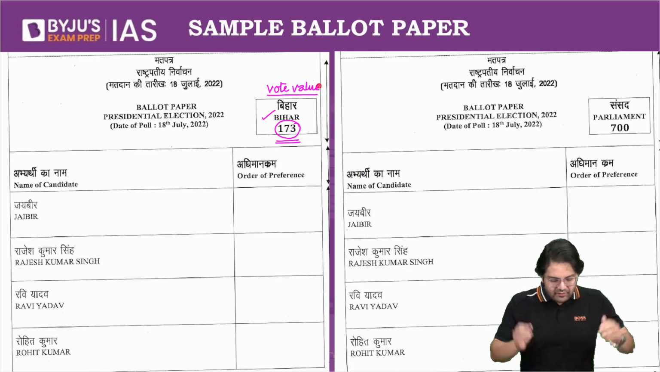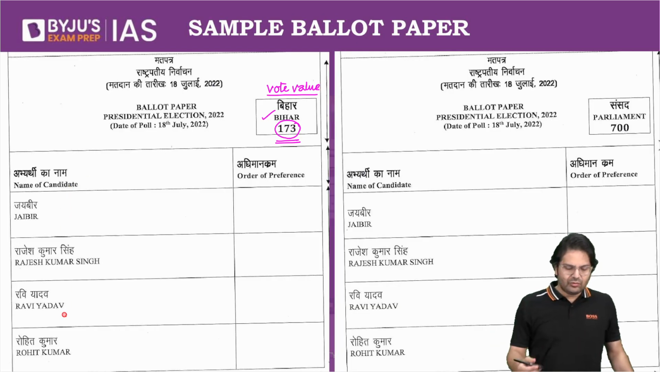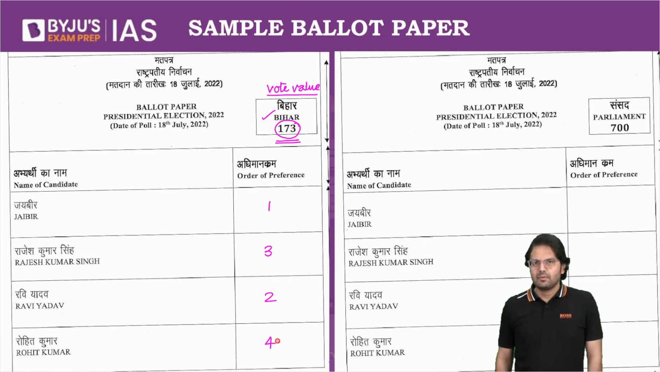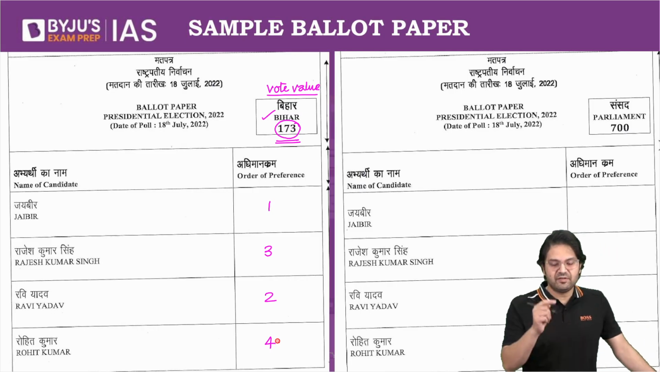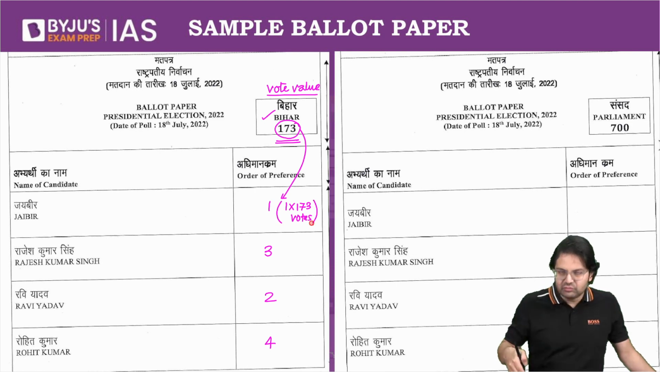Now, I see all four names. These are people who are contesting election and want to be the president of India. So I say my first choice is Jaibir, second choice is Ravi Yadav, third choice is say Rajesh Kumar Singh, and fourth choice is Rohit Kumar. Possible, right? Similarly, all the MLAs of Bihar will cast their vote, right? And this means that now, since I have chosen Jaibir as my first choice, Jaibir gets how many votes? Not one. 1 into 173 votes. Clear? I'll come to what happens to 2, 3, and 4 later on.